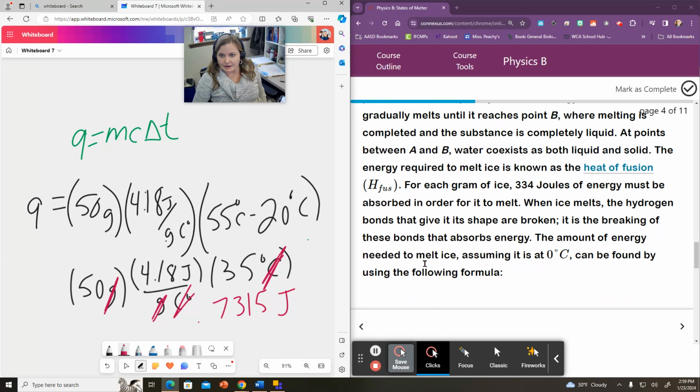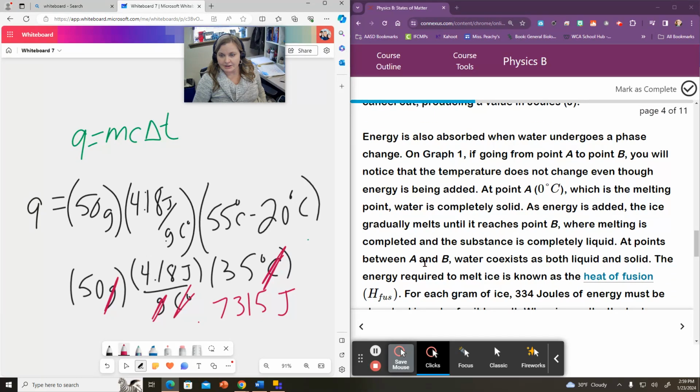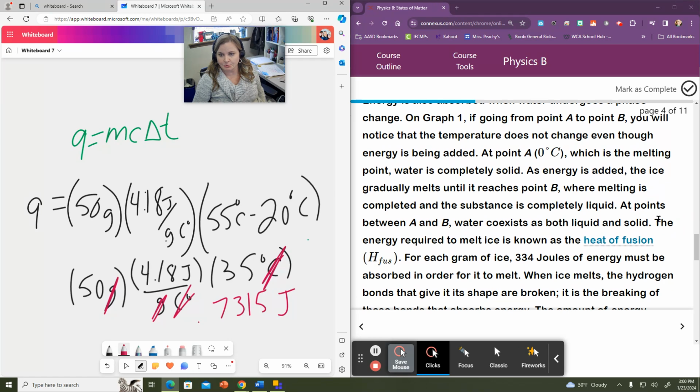So let's see here. It says energy is also absorbed when water undergoes a phase change. So on graph 1, if going from point A to point B, you will notice that the temperature does not change, even though energy is being added. We mentioned that. At point A, 0 degrees, which is the melting point, water is completely solid. As energy is added, the ice gradually melts until it reaches point B, where the melting is completed and the substance is completely liquid. At points A and B, water coexists as both solid and liquid.